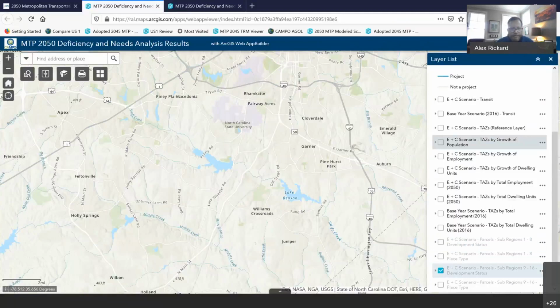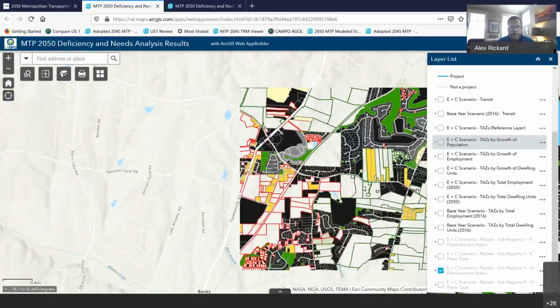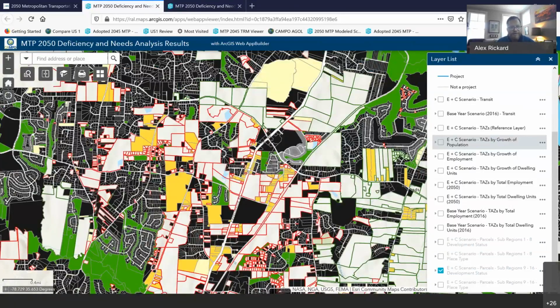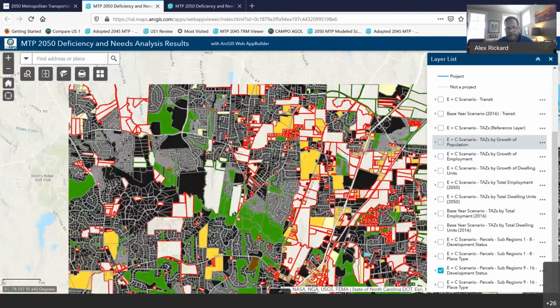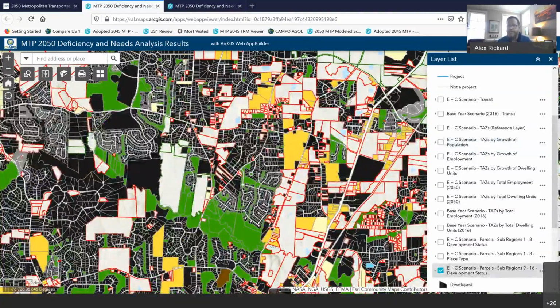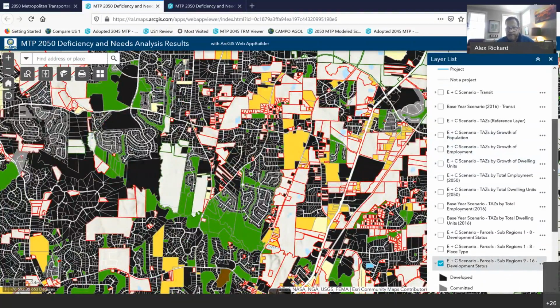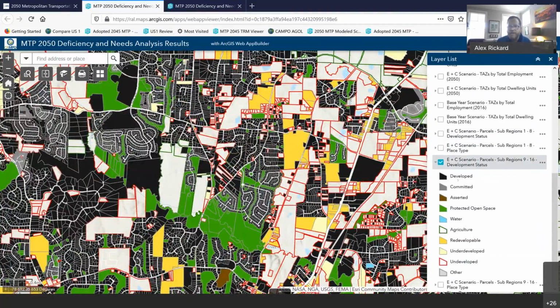So I'm just going to zoom in here quickly and show you, here's my neighborhood. All these solid colors are development statuses that do not accept new growth. I'm happy about that because my little parcel in this subdivision is black. It is developed. Nobody is assigning new growth to my house. You can see a lot of protected open space here. At a quick glance, for those in the Fuquay-Varina area, you can see these hollow or empty parcels. These are the only places in the model that can accept new growth, okay?